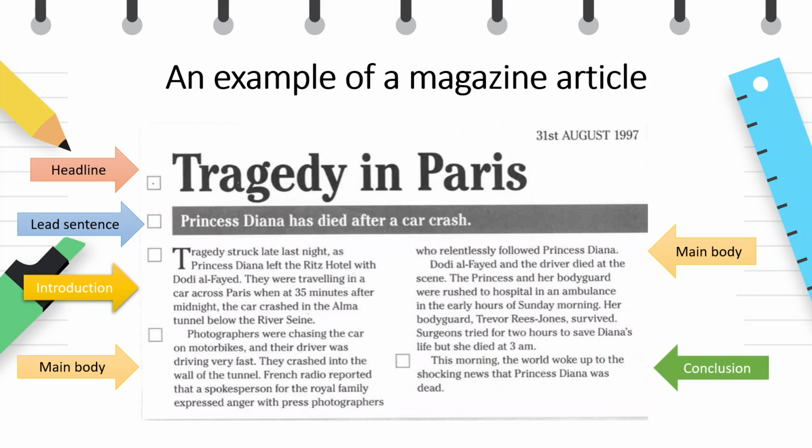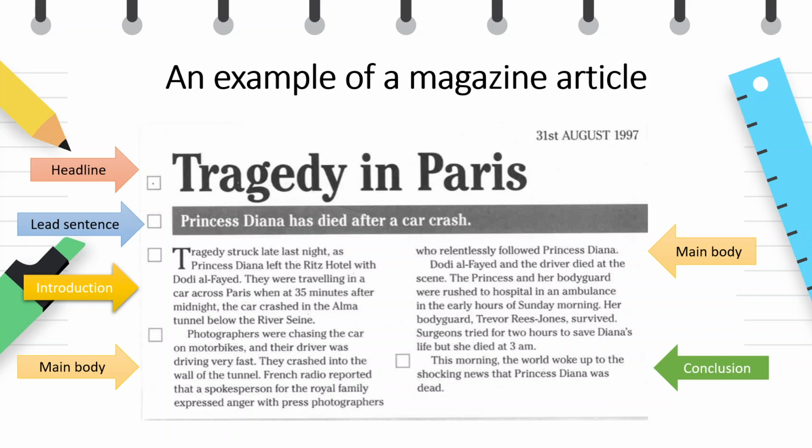Here in this slide we have an example of a magazine article. You can see here the first arrow, the red one, shows the headline, so it is the title of the article. In our case, it's called Tragedy in Paris. The blue arrow shows the lead sentence. It shows us which person we are going to talk about in the article, so it answers the question who. Princess Diana has died after a car crash. And here we can see the information about the person who is going to be described in the following text.